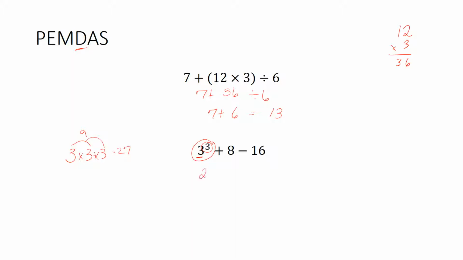So we'll put our 27 right here, and then go ahead and copy down the rest of the problem. We want to add and subtract from left to right. So we're going to do our 27 plus 8, which is 35, minus 16. So once again, if you need to write it vertically, there's no problem with that. So we're going to borrow from our 3. So that would give us 19.